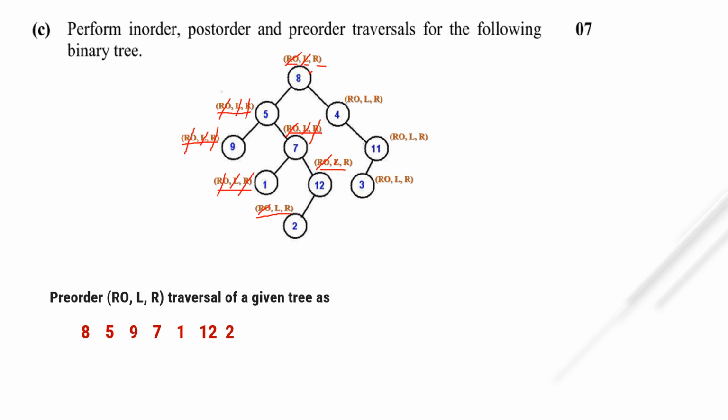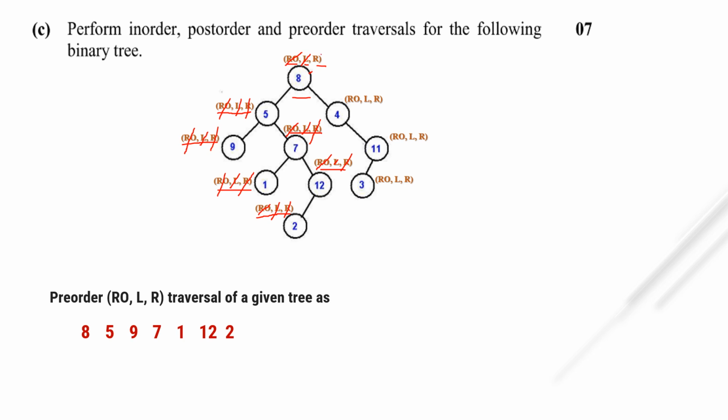Okay. There is no left tree. There is no right subtree. There is no left or right subtree of 12. Now we go to the right subtree of 8. Is it clear?